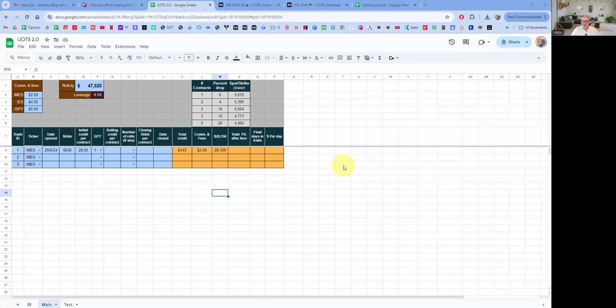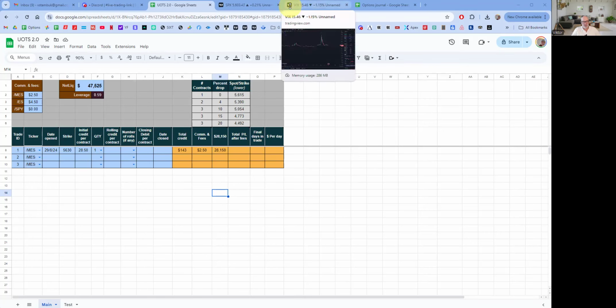Today is Friday, August 30th, and we are getting ready to roll our first UOTS 2.0 trade. We put it on yesterday. If you remember, we want to put our always-on trade, the first strike of the three-step process, as often as possible. So 1 DTE is fine, 2 days fine, depending on the situation.